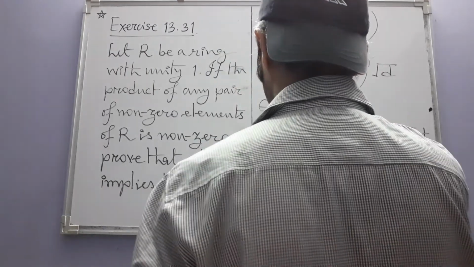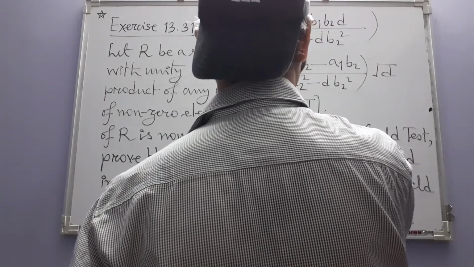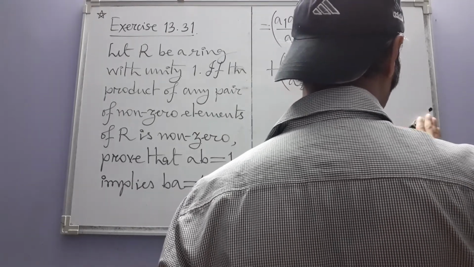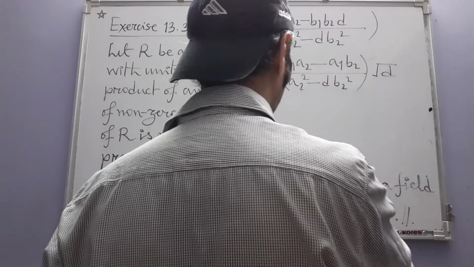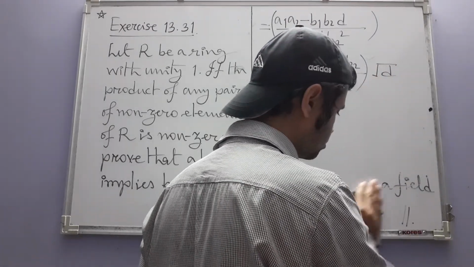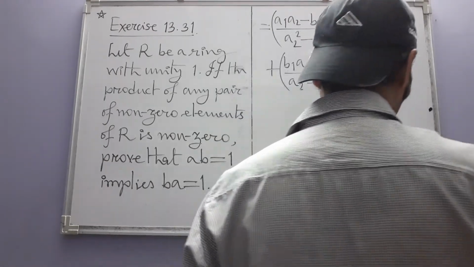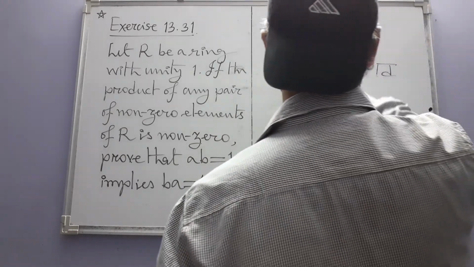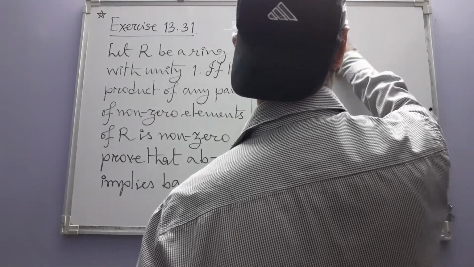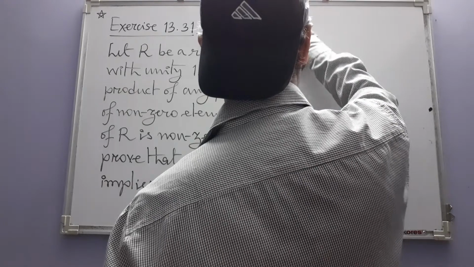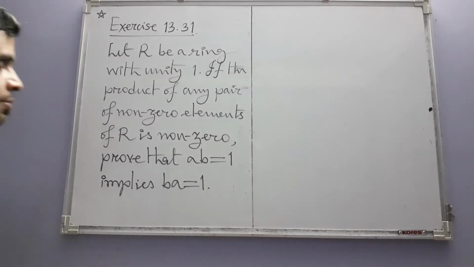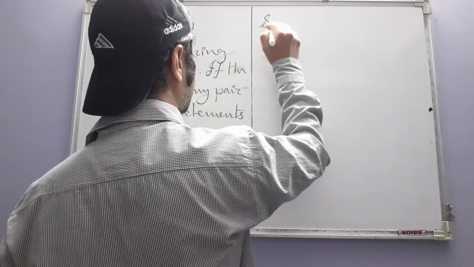We are given a ring R with unity such that if you multiply any two non-zero elements in the ring, then the result is also a non-zero element. You have to prove that if A and B are two elements in the ring whose product is the unity 1, then BA is also equal to 1. Now this exercise becomes trivial if R is a commutative ring, which however is not given, so we cannot assume anything about commutativity. The solution is rather easy.